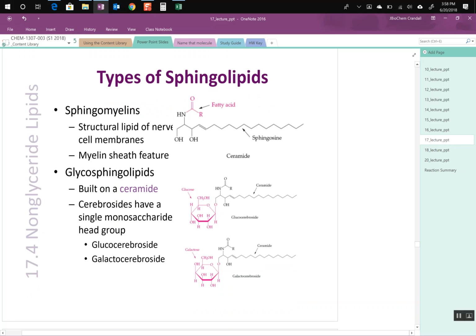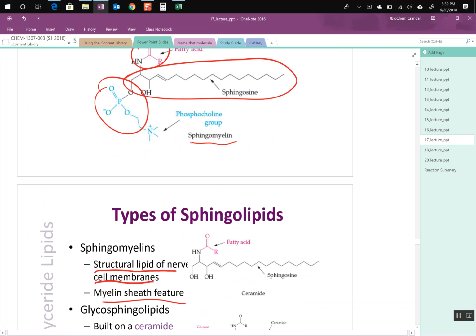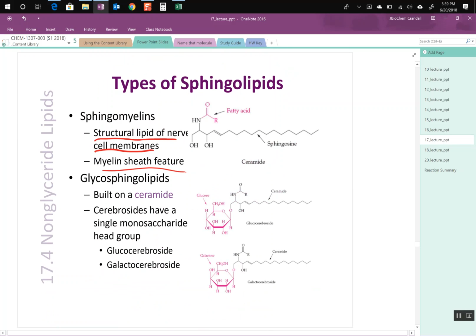So, have you heard of myelin sheaths? Do you guys know what those are? Those are around the nerve cells, right? For nerve propagation, they help with that. So these sphingolipids can be structural components of the lipids of the nerve cell membranes, right? And that would be like these to create the myelin sheath, which is kind of like this sphingomyelin, right? Sphingomyelin. So that would be a component of that type of cell membrane.